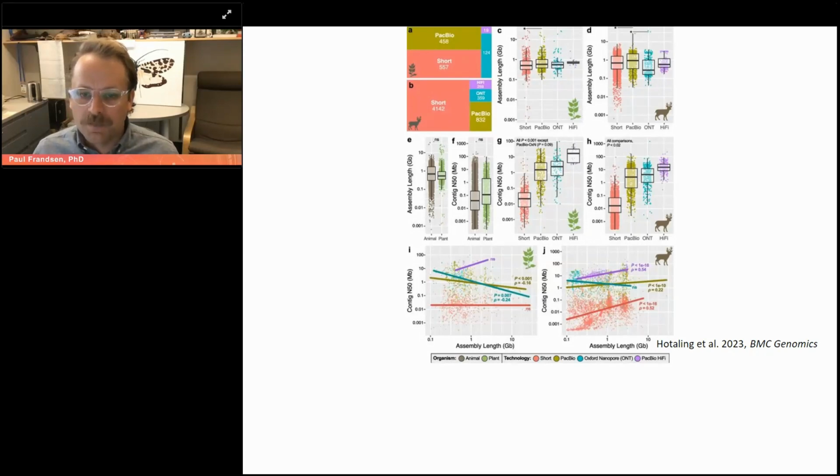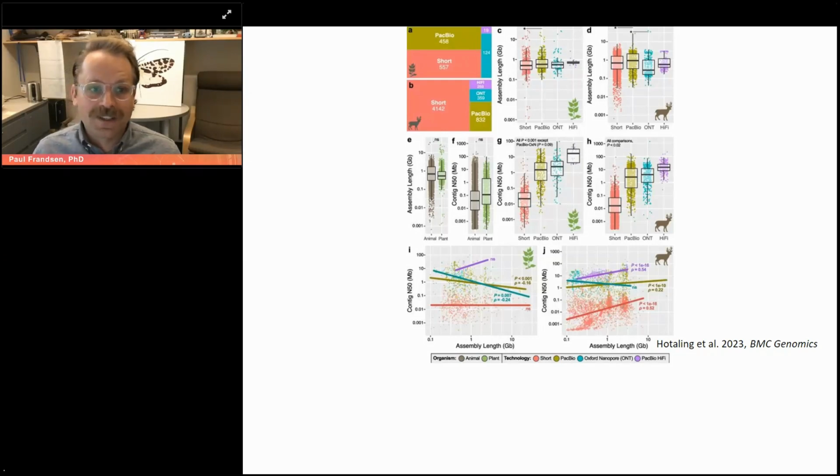If you look at the bottom, I and J, one of the metrics we use to evaluate how good assemblies are is called contig N50. Basically, it tells you how put together the genome is, and the purple represents these high fidelity long read sequences, and you'll notice that they're much better than other existing technologies, either noisy long read sequences or even short read sequences.